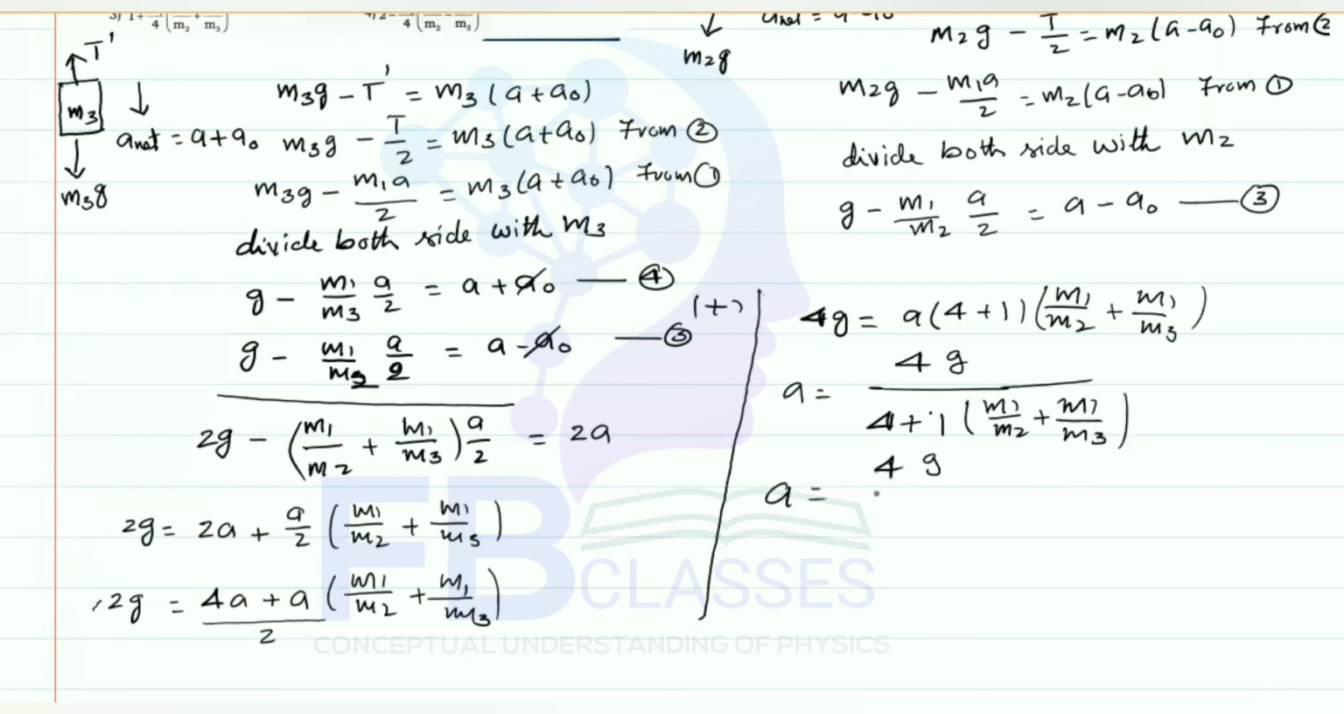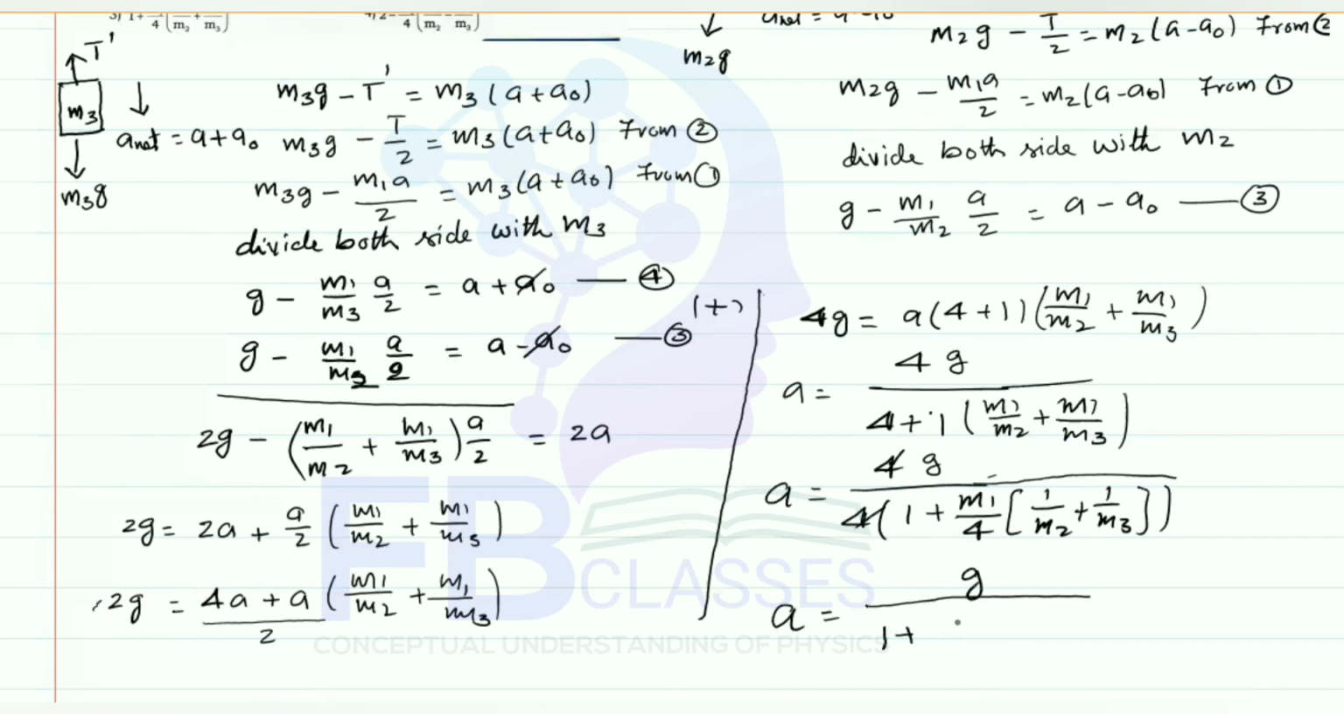Now I am going to take 4 common: 4g by 4, if I take common, it becomes 1 plus 1 by 4. M1 also I will take common in both the equations, so m1 by 4, remaining is m1 by 1 by m2 plus 1 by m3. 4 and 4 get cancelled. So the final equation is a is equal to g upon 1 plus m1 by 4 into 1 by m2 plus 1 by m3. This is the final equation, so this is the acceleration of the m1 block.